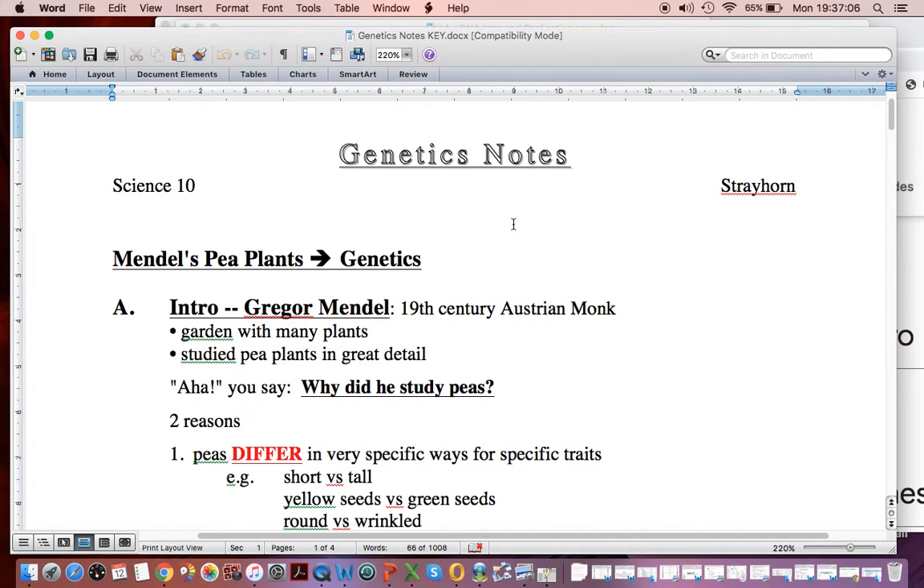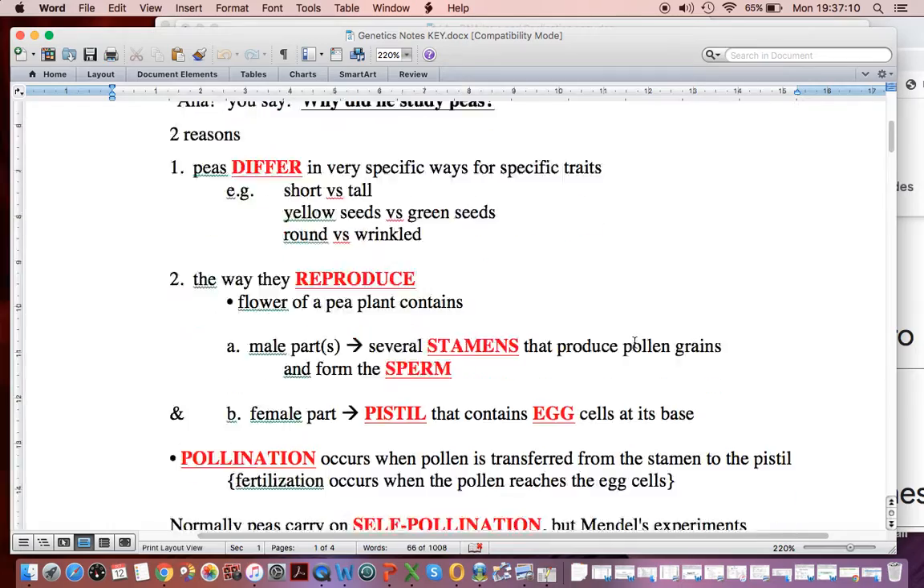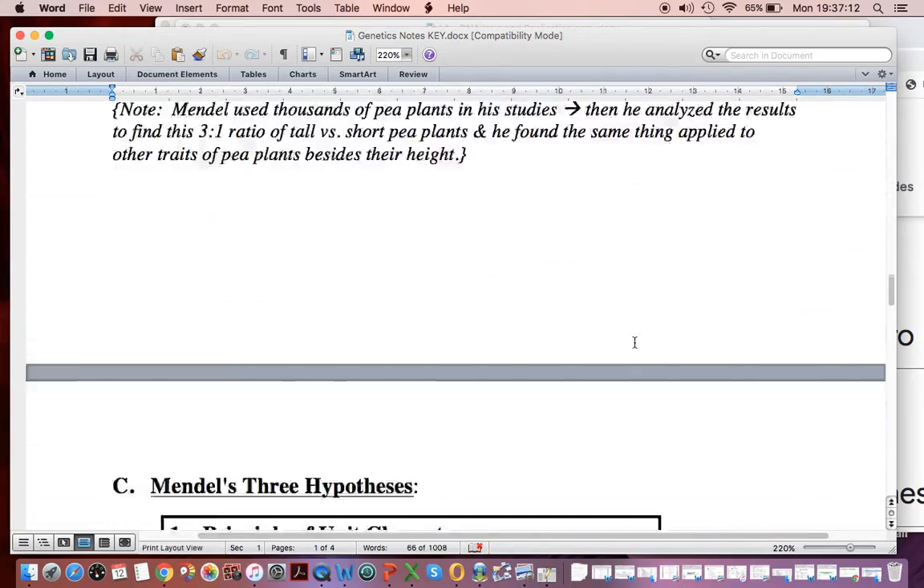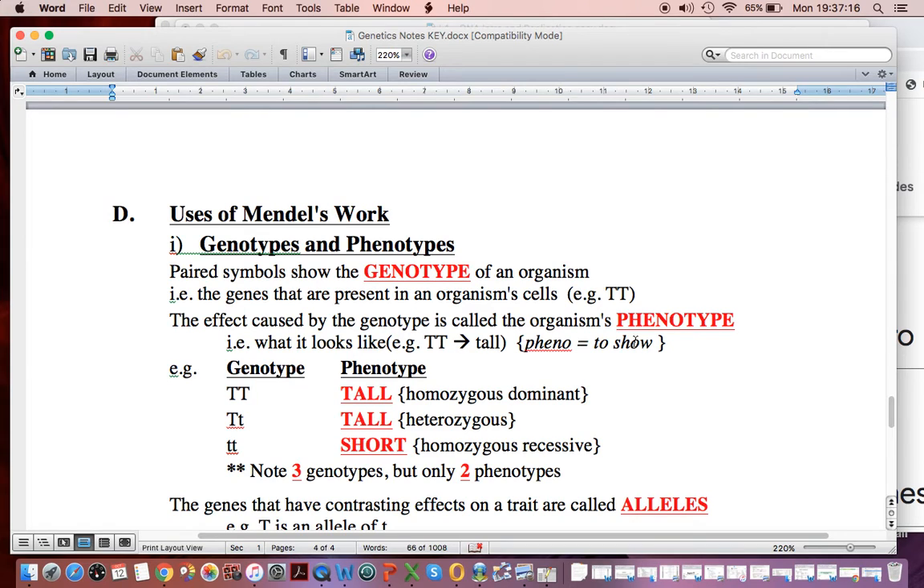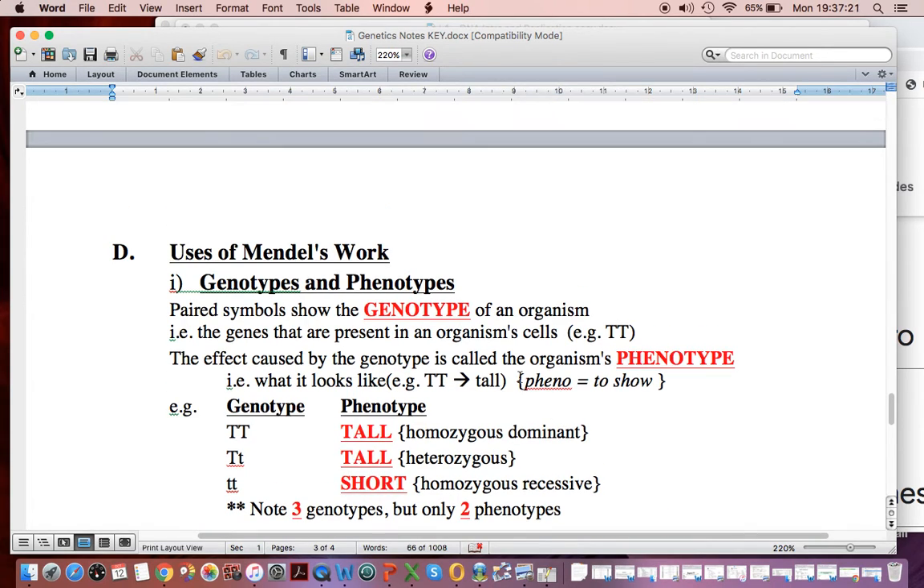Good day. We carry on with genetic notes. This is the fourth page, so this is part 4, and this will be our last part of it. So we've done that, we've done that, we've done that. And we arrive at things called genotypes and phenotypes, and eventually we'll get to Punnett squares.